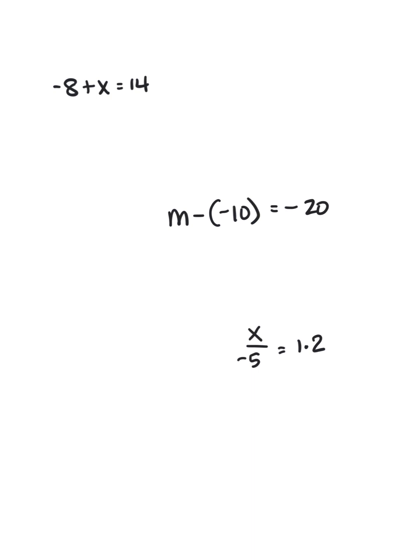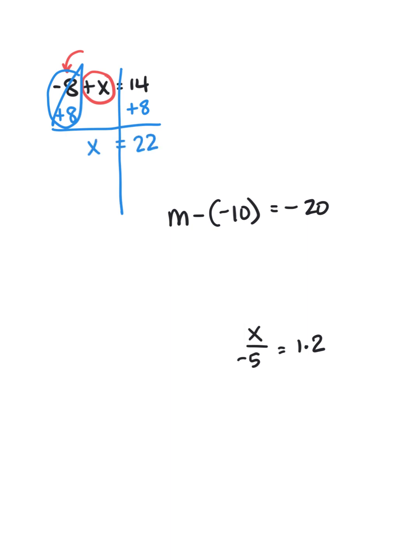For the first one, again, we're looking for our variable. There is a negative 8 here, so we're going to do the opposite. The opposite of negative 8 is positive 8. Remember to do it once on each side of that equal sign. There's your 0. Bring down the x. 14 and 8 is 22. If we were to plug it back in, if we were to substitute it for x, negative 8 plus 22 is 14. So we're right.